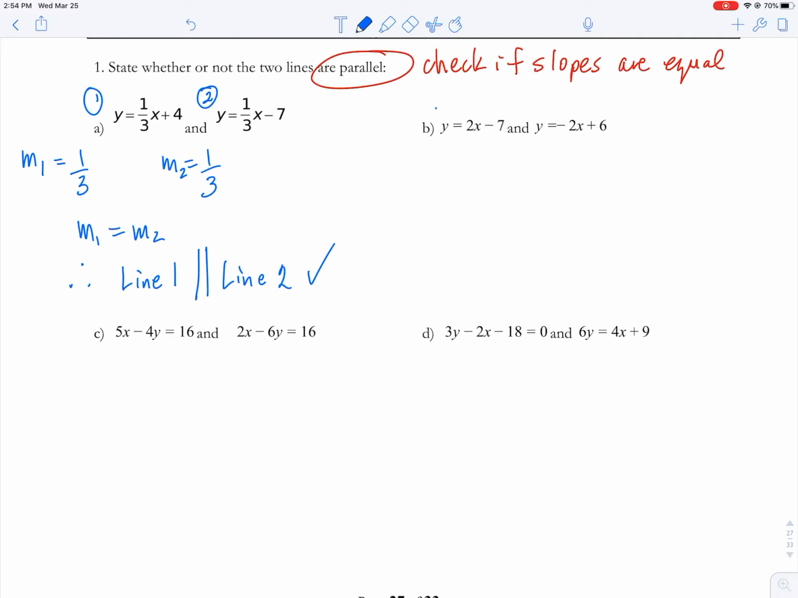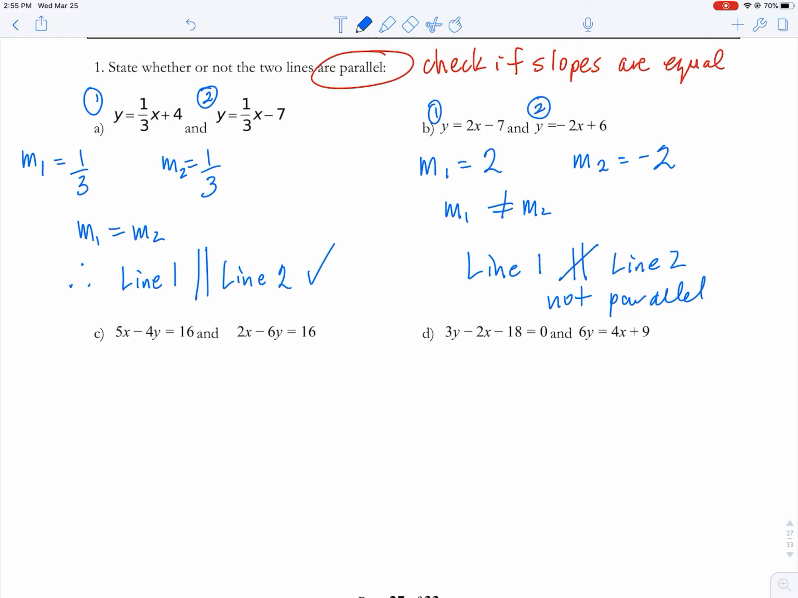For the second one, for B, we've got line 1 and line 2. The slope of line 1 is not 1. The slope of line 1 is 2. The slope of line 2 is -2. m1 does not equal m2. So line 1 is not parallel to line 2. I don't know if there's a real symbol for that, so I guess you just have to write that they're not parallel.